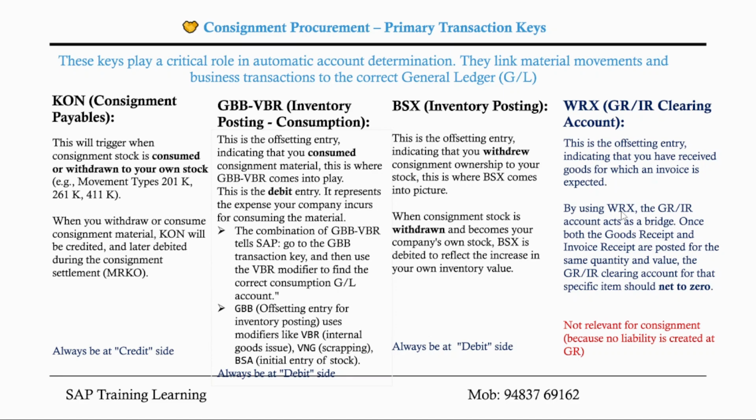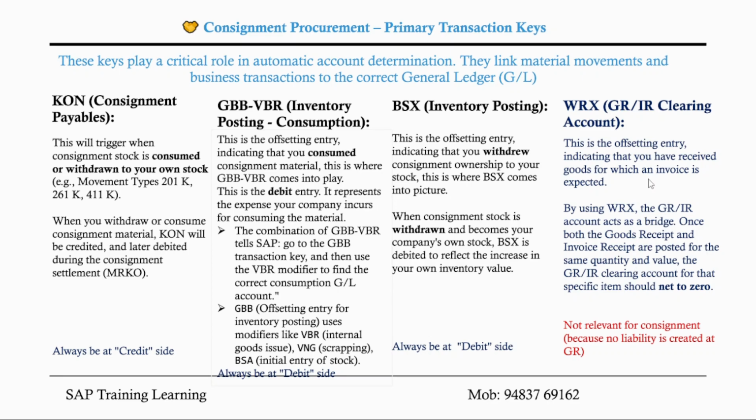Right? So by using WRX, the GRIR account acts as a bridge. Once both the goods receipt and invoice receipt are posted for the same quantity and value, this account nets to zero. Okay, not relevant for consignment because no liability is created at GR.